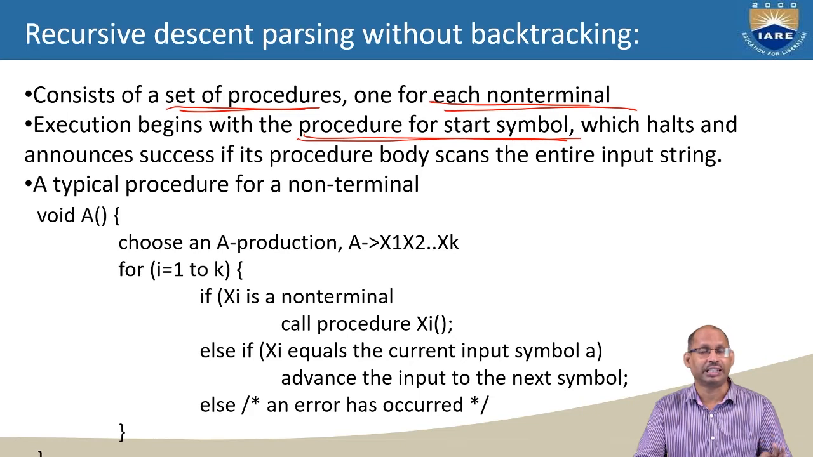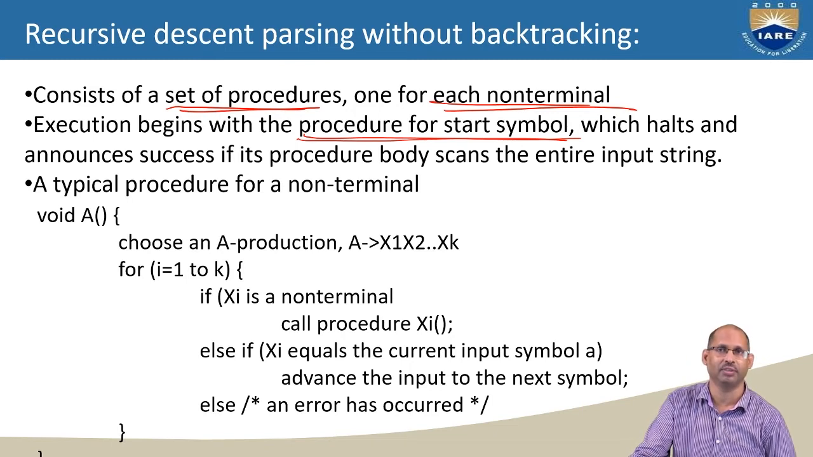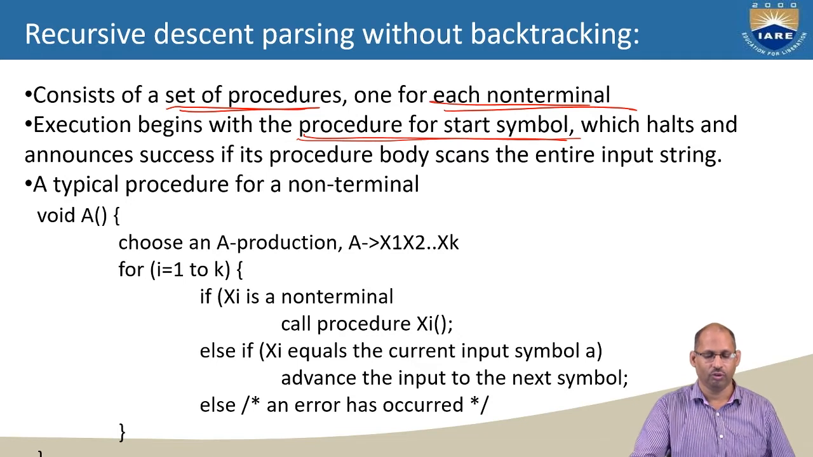Listen here, this recursive descent parsing method without backtracking consists of a set of procedures for each non-terminal, and the execution always starts with the procedure of the start variable. The execution begins with the procedure for the start symbol. Right? Here, void main.